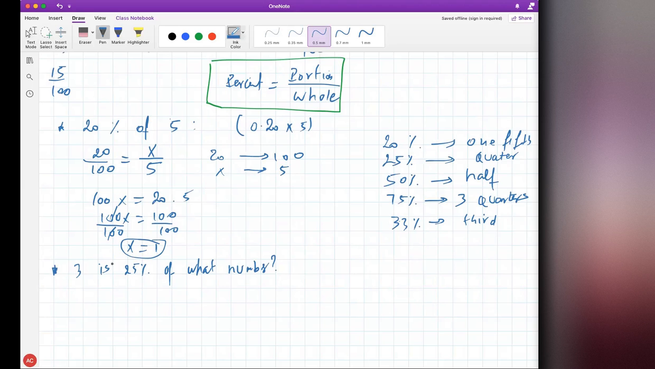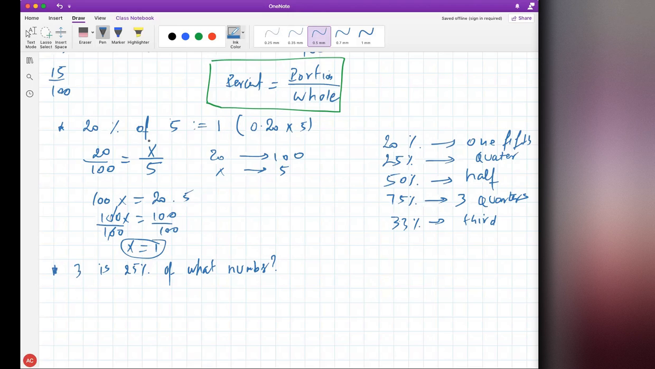So here it says 3 is 25% of what number? It's basically backwards of this. Here we were looking for 20% of 5, which is 1. Now we have the 1, but we say it is 20% of what number? In this case, we don't have this one. If that makes sense. Yeah, 25%. Is it 12? It is 12, that's right.